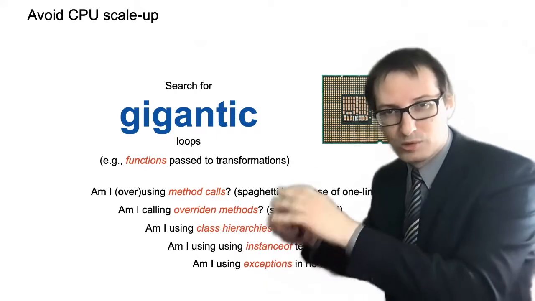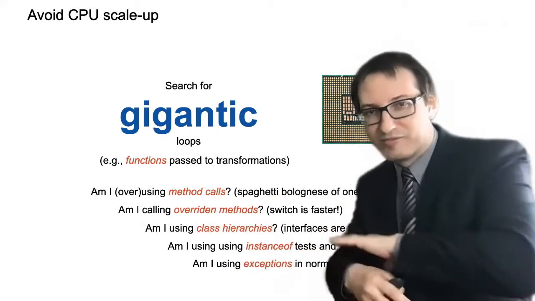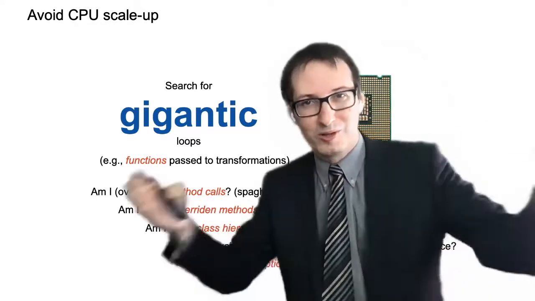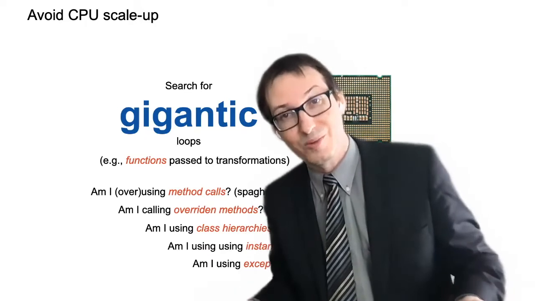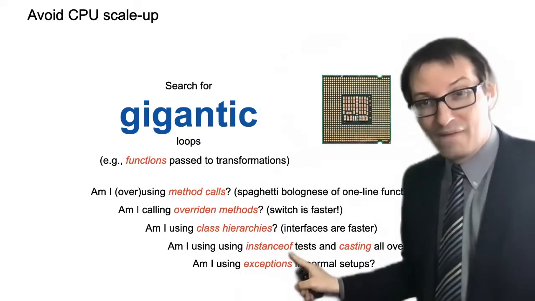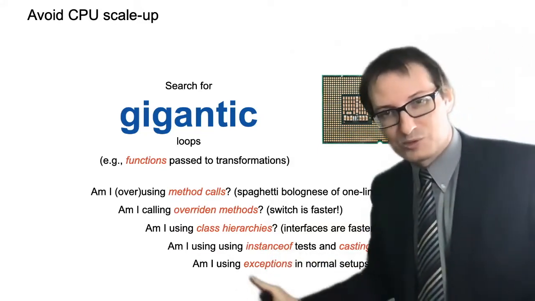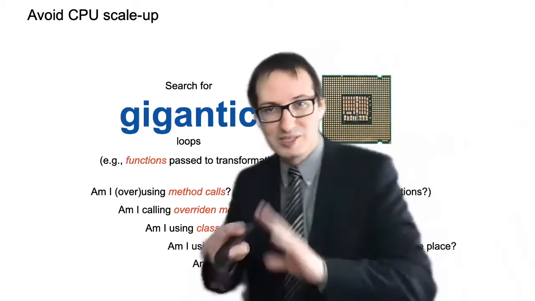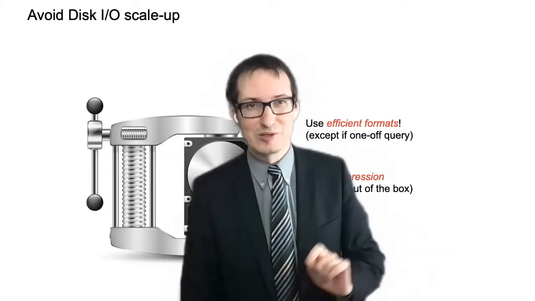Too many method calls, too many overridden methods that cost resources, very deep class hierarchies. Of course, you're taught that in object-oriented programming, class hierarchies are great. But if you abuse hierarchies, then it becomes very, very slow. Instance of is also consuming in resources, casting is consuming, throwing exceptions, and so on. So these are all the things that we try to avoid, especially on what repeats billions of times.